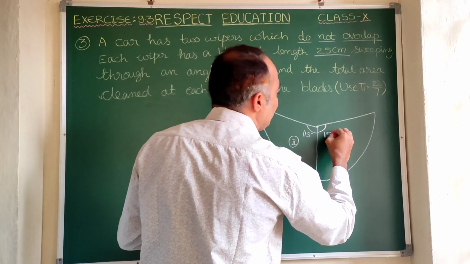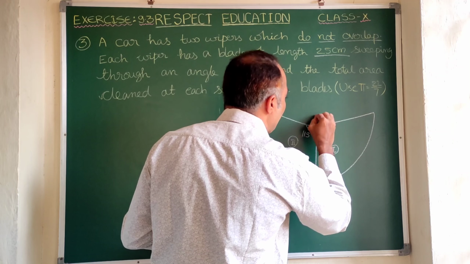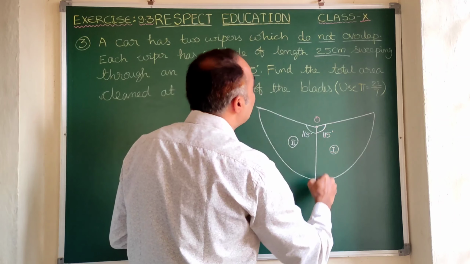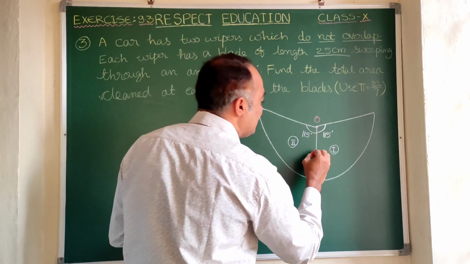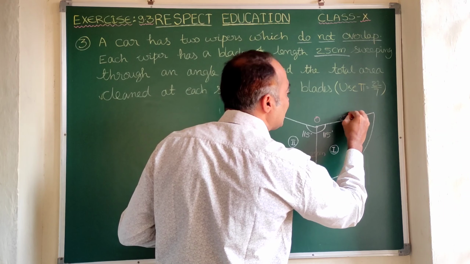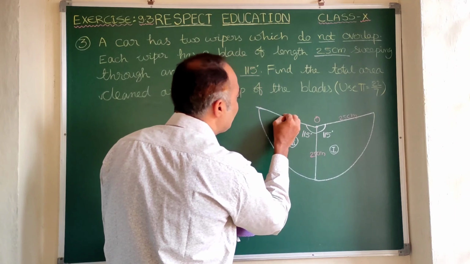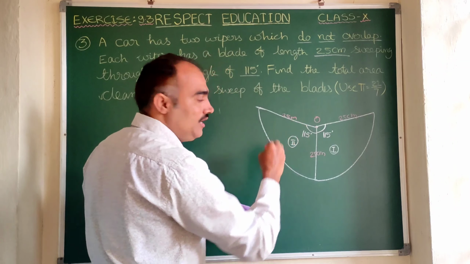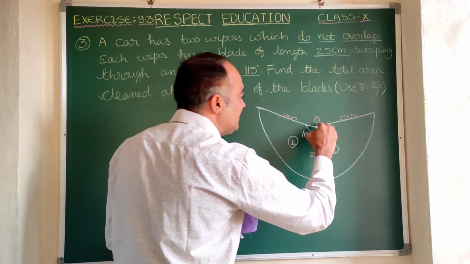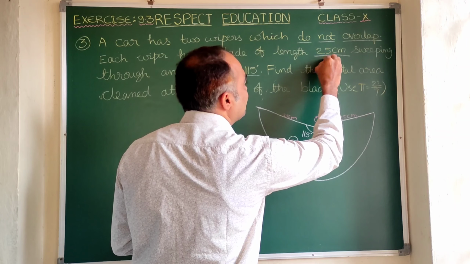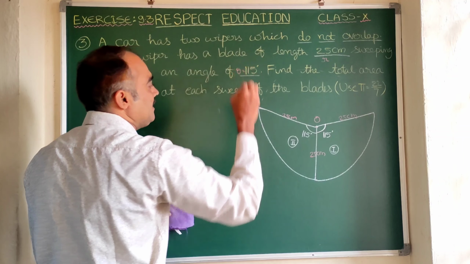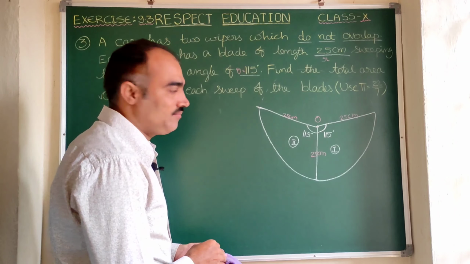Now here you can take this point as center O. Now the length of the blade is given as 25 centimeter. 25 centimeter acts as the radius of the circle. If you complete this, you may get one circle. So here this is the length, can be taken as the radius, and here 115 degrees can be taken as theta, the angle at the center.